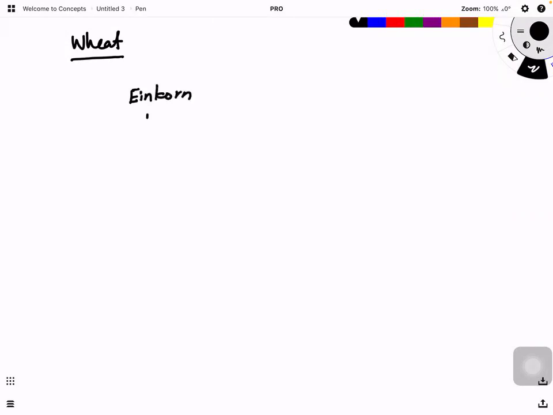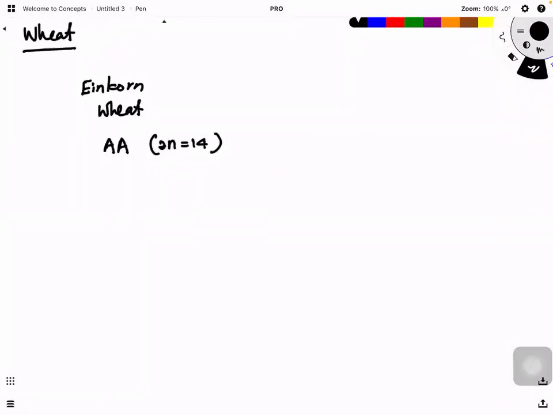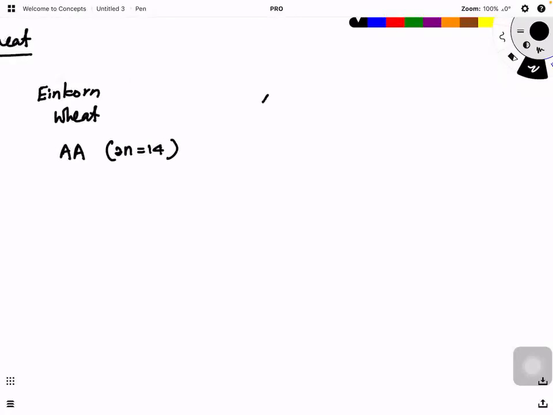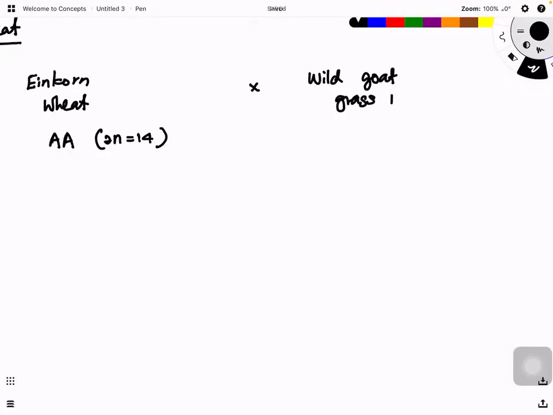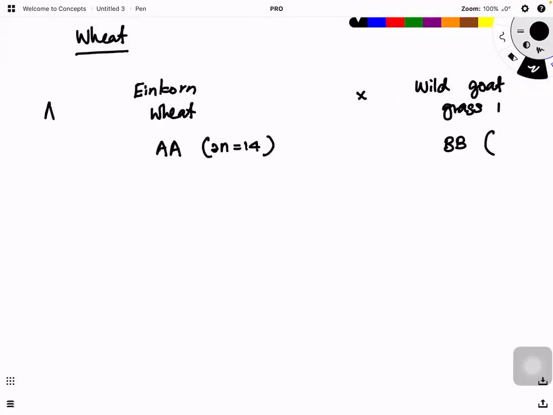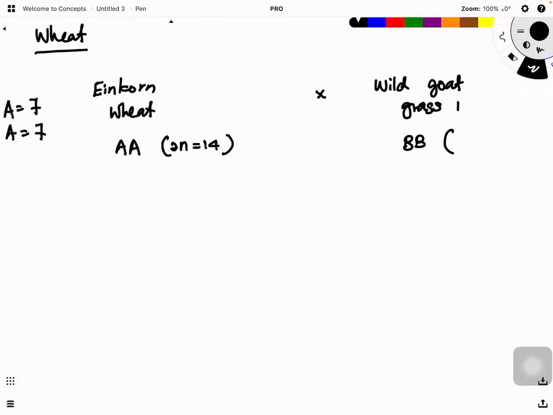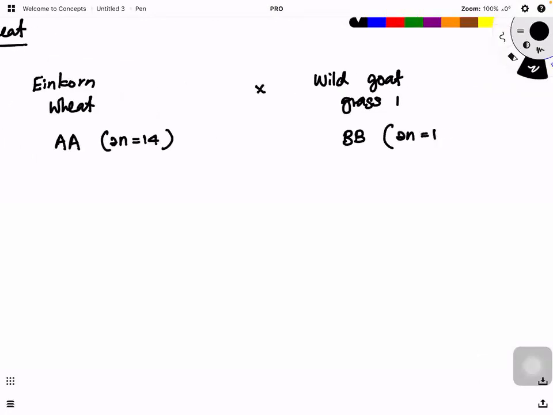Einkorn wheat, with AA, so 2n equals 14, is crossed with wild goat grass type 1. This one is BB, so one B set is 7 chromosomes, and one A set is 7 chromosomes, another A equals 7. So 7 and 7, 14. B and B, so 2n equals 14.